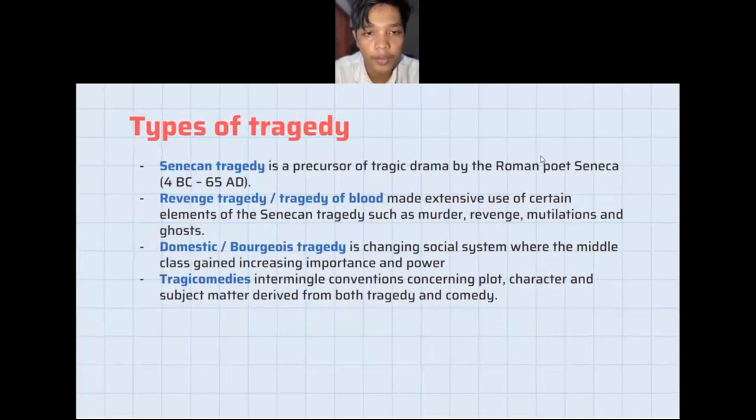Okay. Types of tragedy: Senecan tragedy, revenge tragedy or tragedy of blood, domestic tragedy, and the last one is tragicomedies. Okay, I think that's it. Next slide, please.